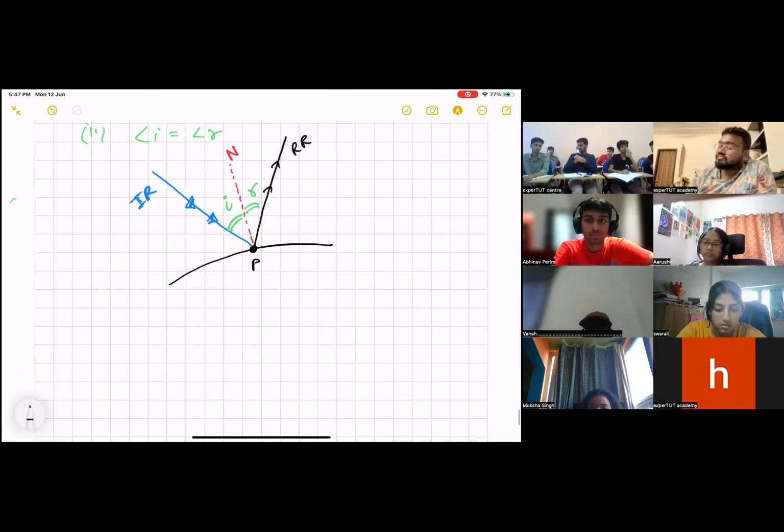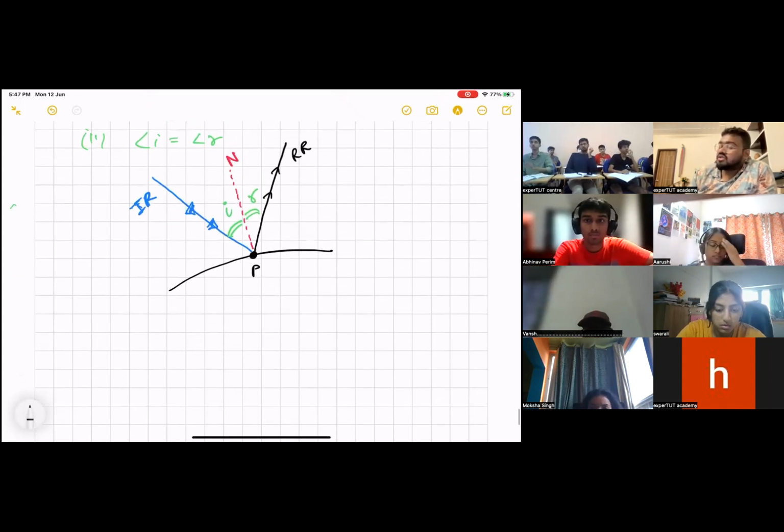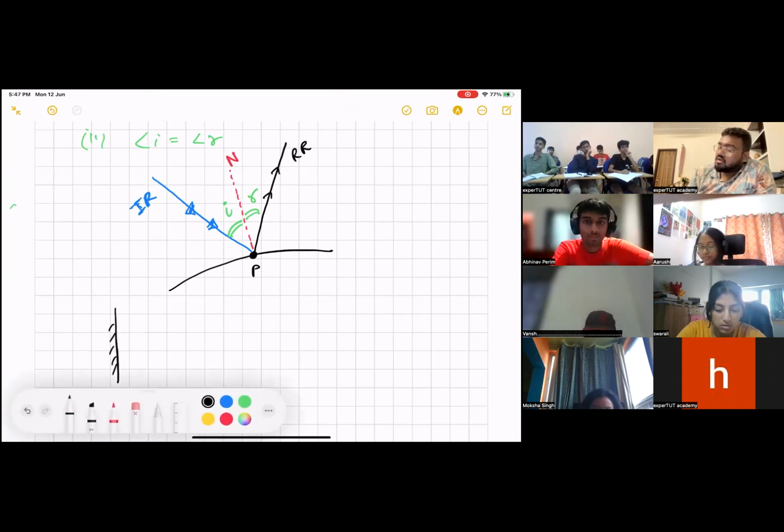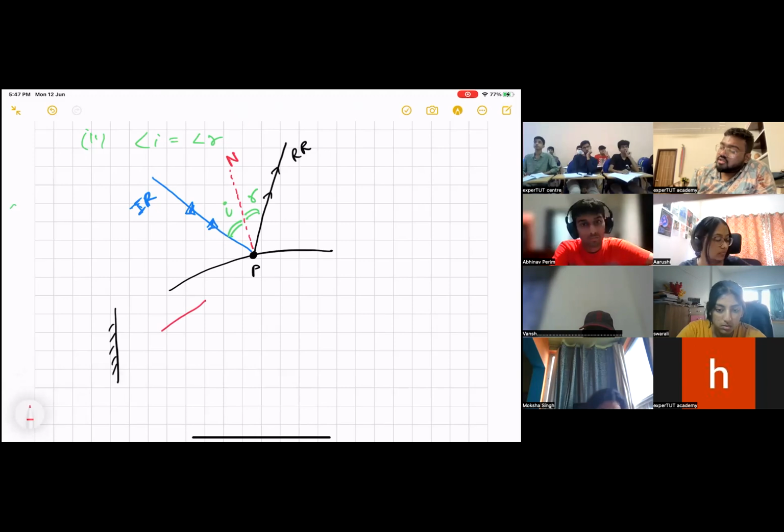Okay. So a few questions on this. Let's say this is a plane. If a light ray is falling like this and this angle is 60 degrees, what is theta?